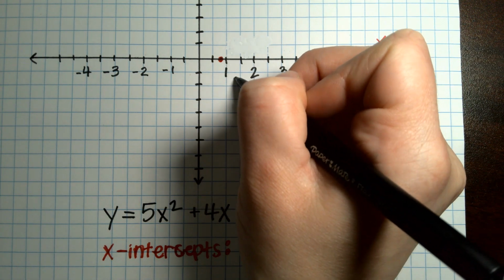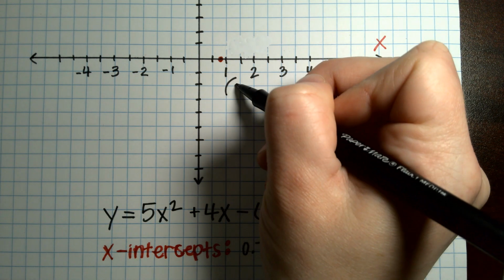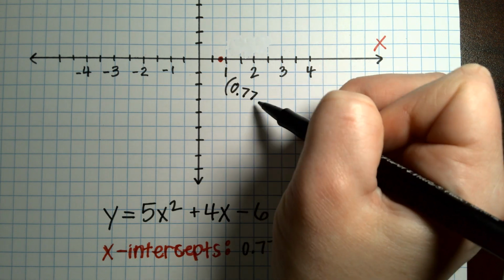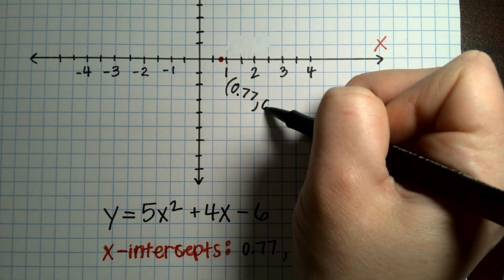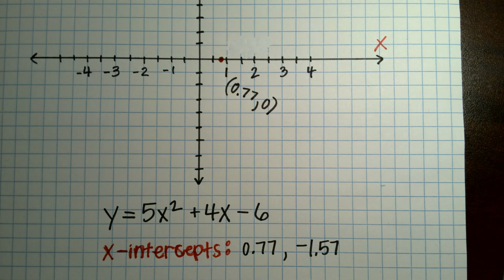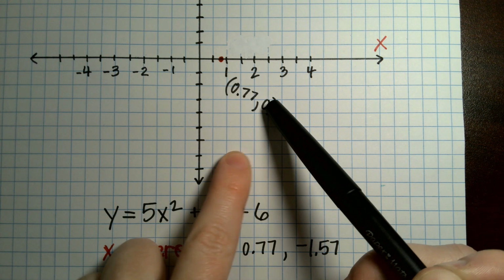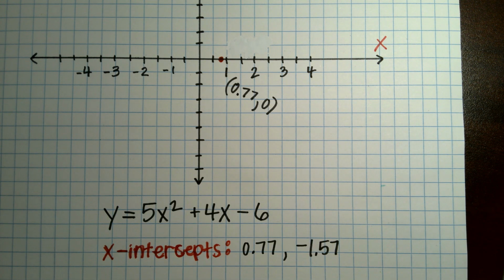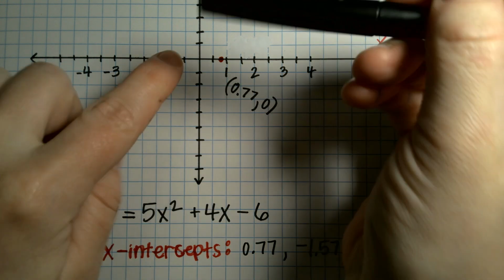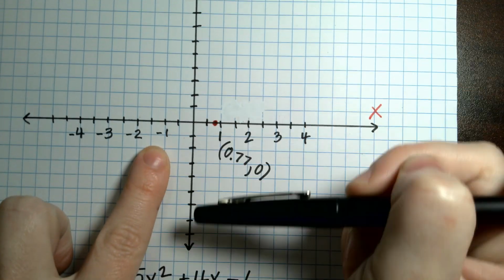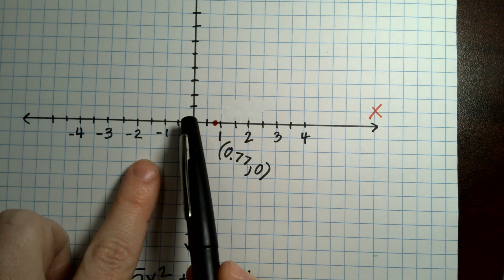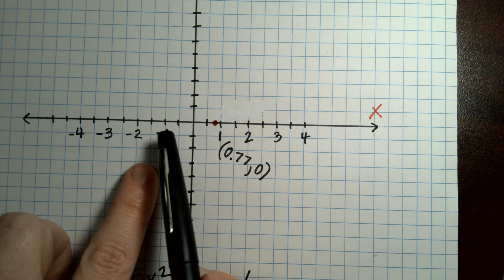We all make mistakes. So this point would be 0.77, comma, 0. Now, why is my y value 0 for this coordinate? Yeah, because we aren't going up on the y-axis or down on the y-axis. We are at y equals 0. That's where it lines up.